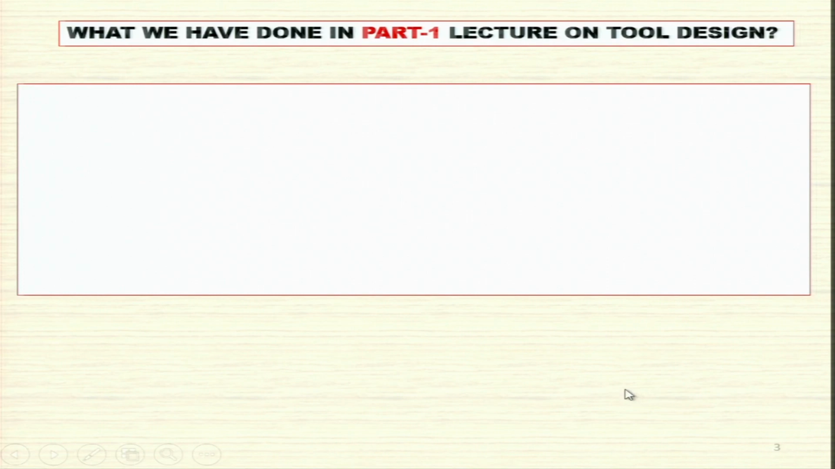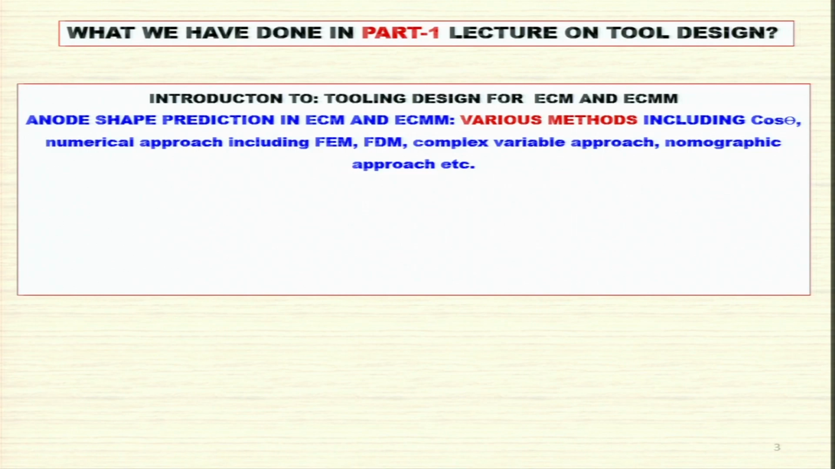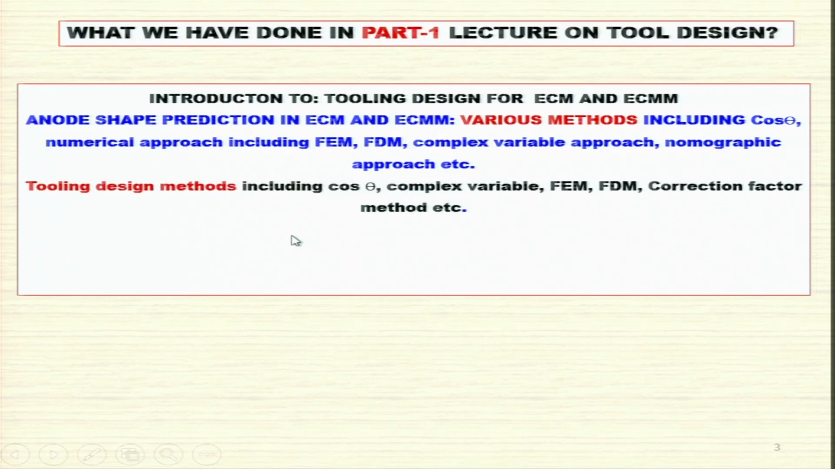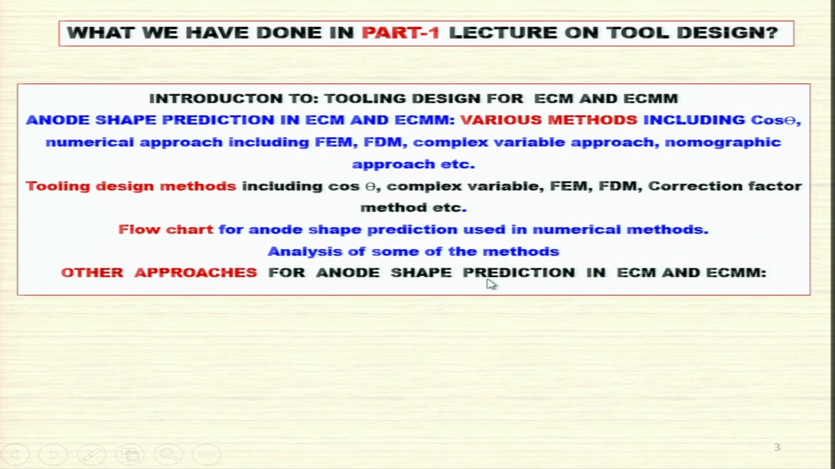What we have done in the part 1 lecture on tool design: introduction to tooling design for ECM and ECMM, and anode shape prediction in ECM and ECMM, with various approaches including the cos theta method, numerical approaches including the finite element method, finite difference method, complex variable approach, nomographic approach, etc. Then tooling design methods including cos theta, complex variable, FEM, FDM, correction factor method, etc. Introduction was given. Flowchart for anode shape prediction used in numerical methods, analysis of some of the methods, and other approaches for anode shape prediction in ECM and ECMM. So the first part mainly dealt with anode shape prediction in ECM and ECMM.